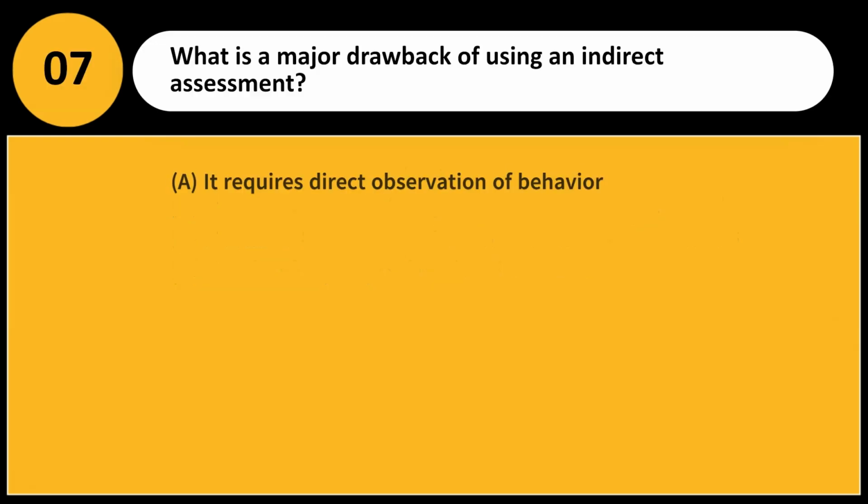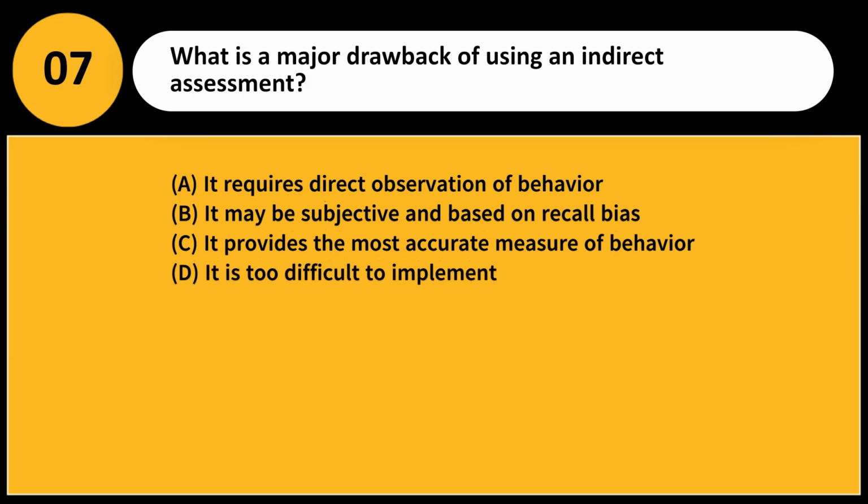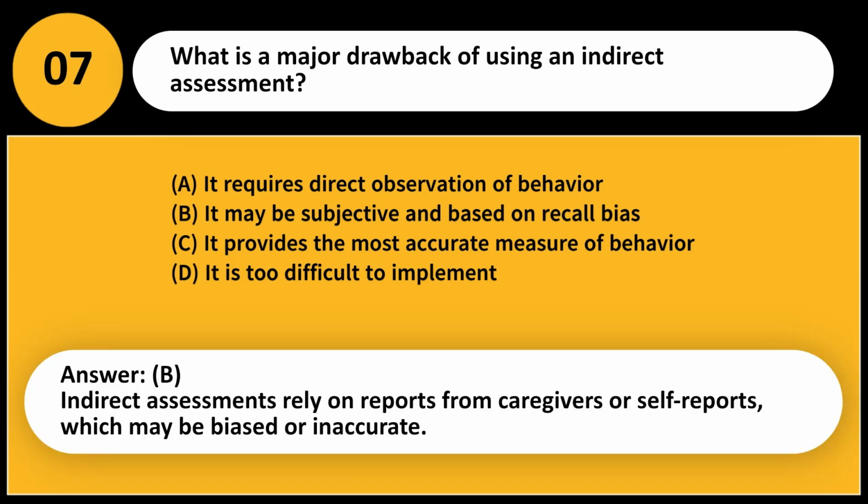What is a major drawback of using an indirect assessment? A. It requires direct observation of behavior. B. It may be subjective and based on recall bias. C. It provides the most accurate measure of behavior. D. It is too difficult to implement. Answer B. Indirect assessments rely on reports from caregivers or self-reports, which may be biased or inaccurate.